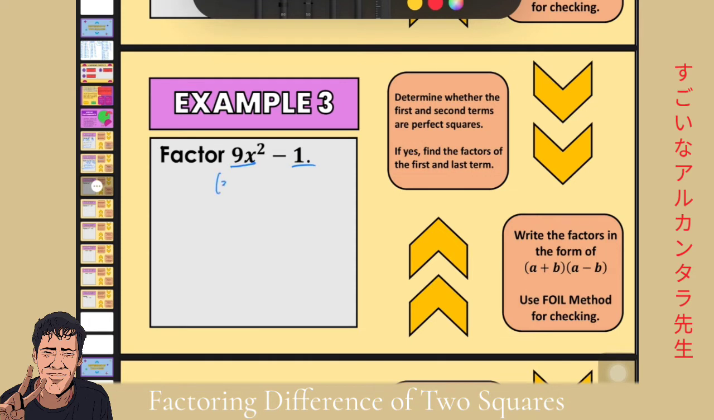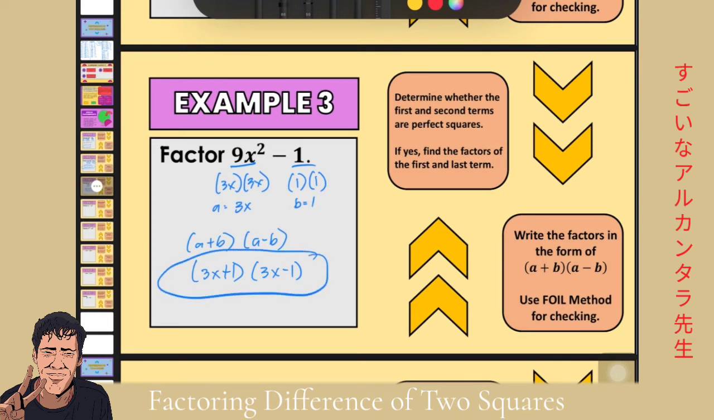So this will be 3x times 3x. Factors of 1 is basically 1 times 1. So our a can be 3x. Our b can be 1. So this will be a plus b times the quantity a minus b. So you'll have 3x plus 1 times the quantity 3x minus 1. Just like that. There goes your final answer.